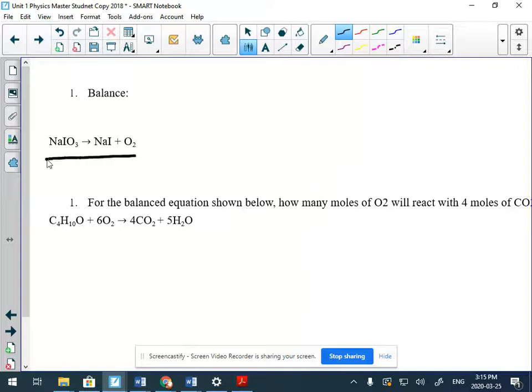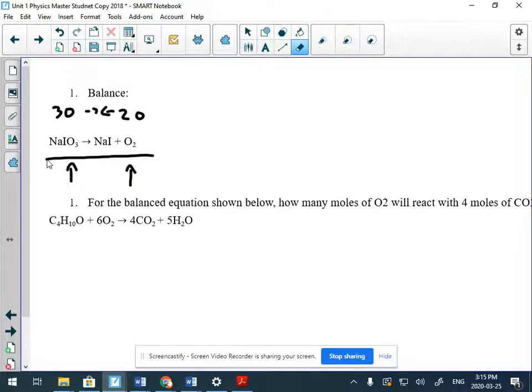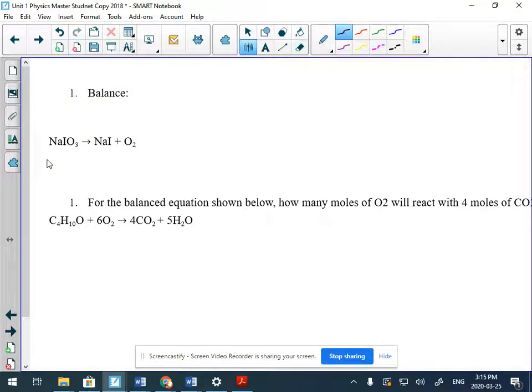Take a look at this balancing question right here. If we look, it looks like our sodiums and our iodines are balanced, but our oxygens aren't. We have 3 oxygens there for every 2 oxygens here. The lowest common multiple between the 2 is 6. So if we times one by 3 and the other by 2, we'll get 6.